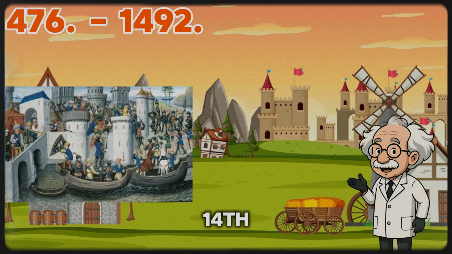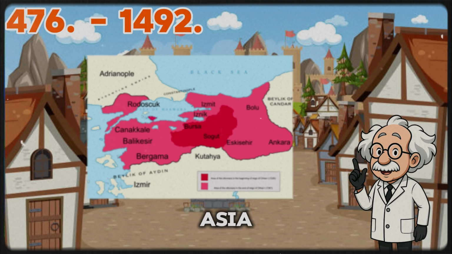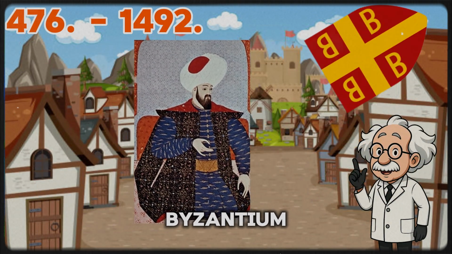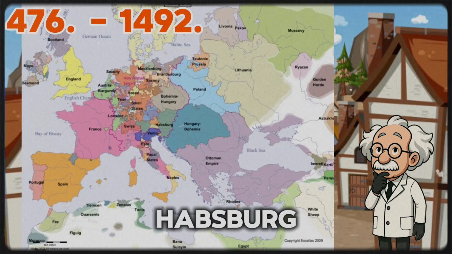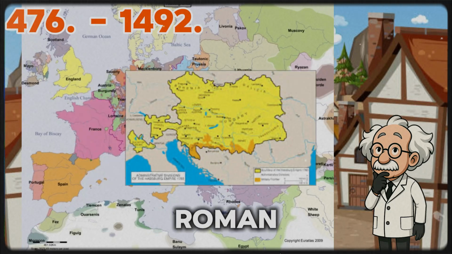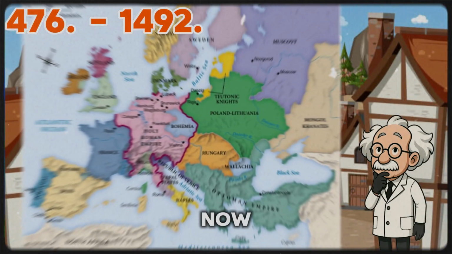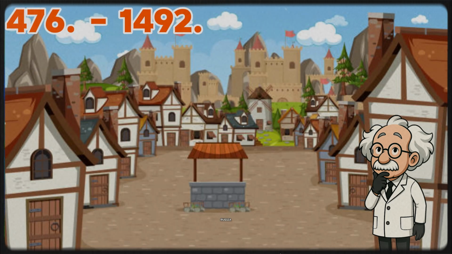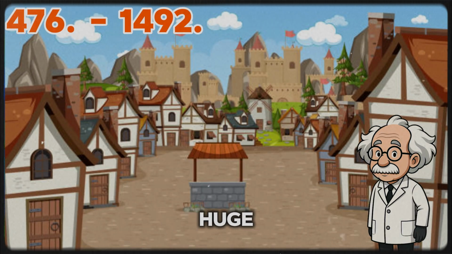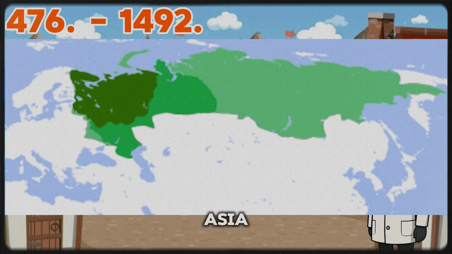At the end of the 14th century, the Turks came from Asia and set out to conquer Byzantium and the Balkans, while in the center of Europe, the main role was played by the new Habsburg monarchy. The Holy Roman Empire, England, France, and now Spain and Portugal were already starting to free themselves from the Arabs. Russia, meanwhile, became huge and occupied most of Asia.